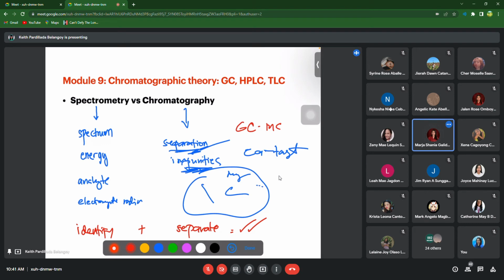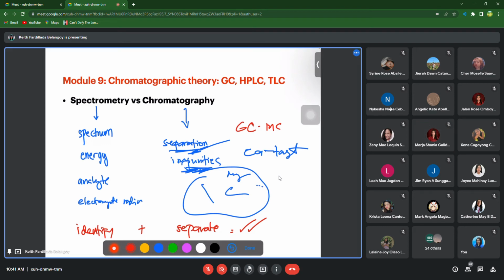Yes, okay, very good, no? Thank you for telling the class for that one. So, very good. You can identify and separate for spectro and chromatography. However, very good, you can actually use them together. So, that's the importance that I asked you to compare spectro and chromatography.